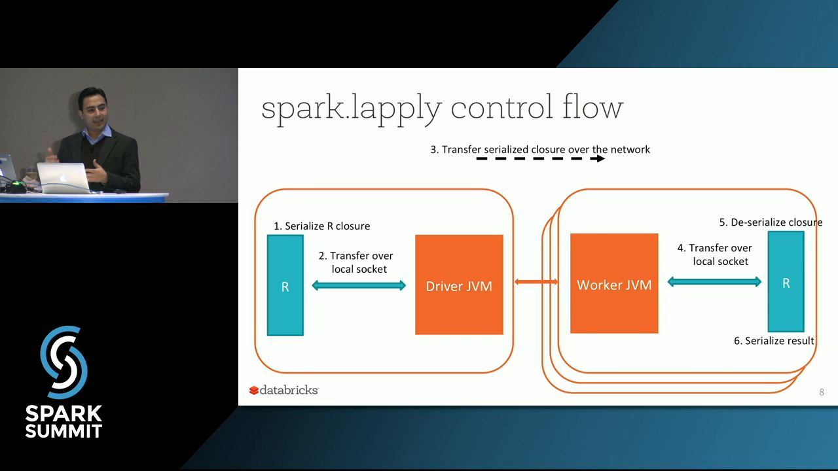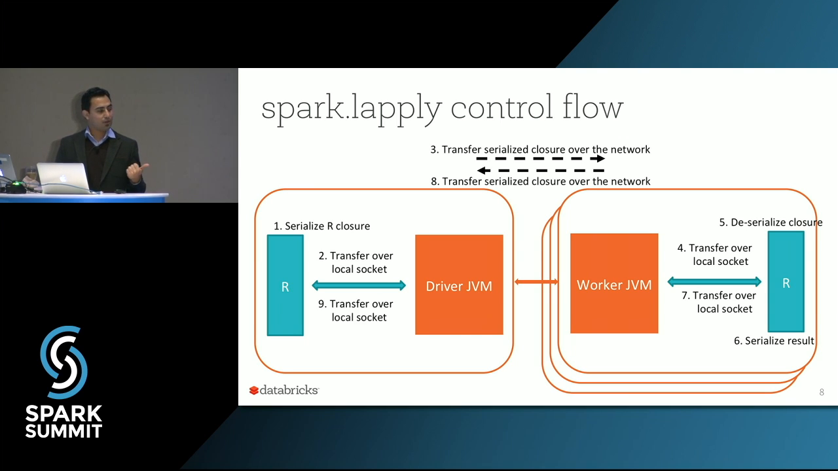The R worker will just execute that function, and that function is going to return something. It will, again, serialize the result of the function, send it over the local socket to the JVM. JVM will send it back over the network. The driver JVM gets it, sends it to the R process, which deserializes it. And now we have the result of one of our workers. SparkR package on the driver will put them all next to each other into a list, and then we'll return that to the user. So you get the result of your SparkR API.